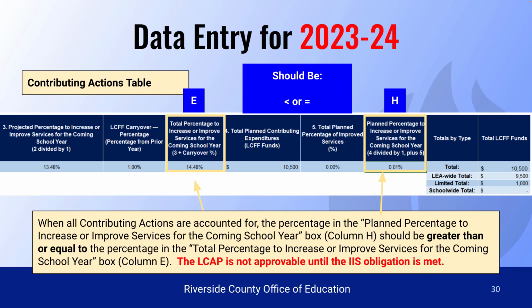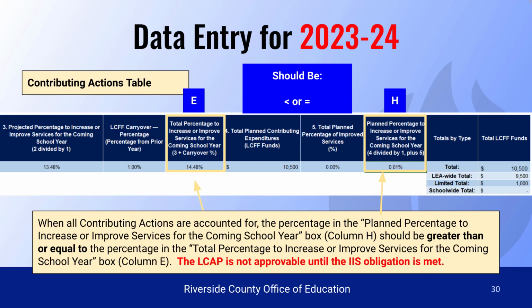There are two percentage boxes that are calculated on this table. The first one I've identified here with the letter E, it's column E on the workbook, and that's the total percentage to increase or improve services for the coming school year. Now, this percentage in this box is calculated based on your data entry, on your budgeted base and supplemental concentration amounts, and it also adds in the required LCFF carryover percentage to arrive at the total requirement to increase or improve services for the coming school year.